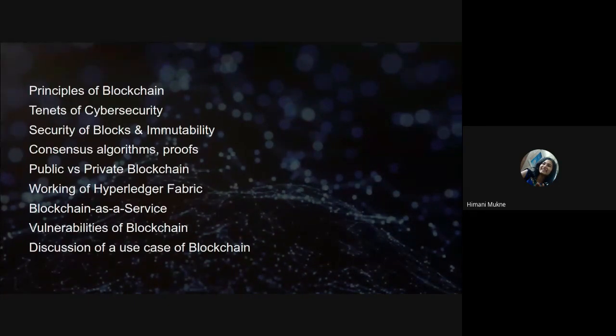And well, no technology can be 100% foolproof, especially if it's emerging. So there are a lot of inherent vulnerabilities also in blockchain. So we look at those so that we can be better prepared at safeguarding our networks against them. And lastly, if we have the time, we will see a use case of blockchain, of how you can implement blockchain to solve existing problems that we see, status quo.